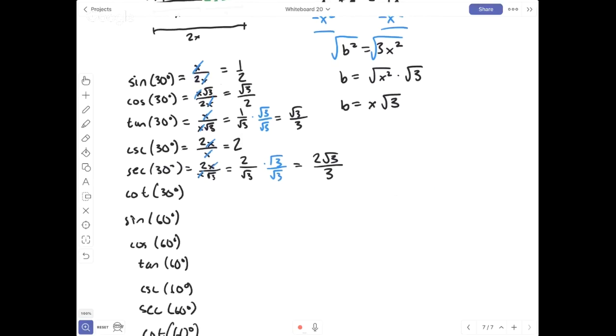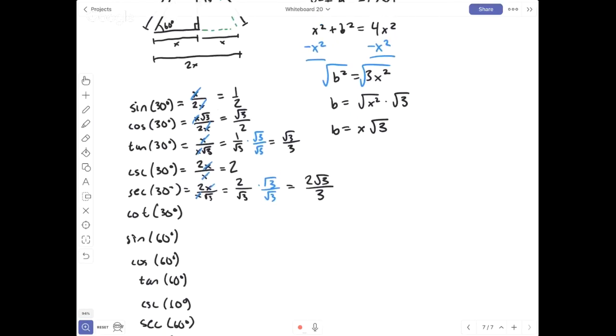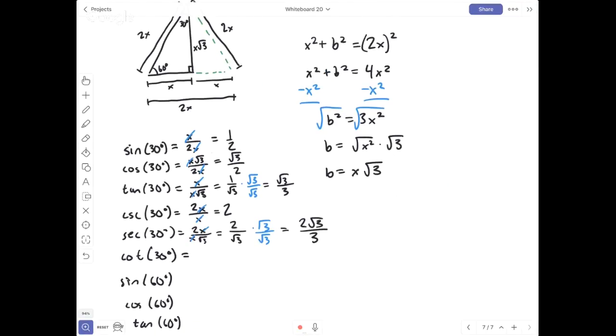For the cotangent of 30 degrees, I get cotangent is adjacent over opposite, so x root 3 over x, which cancels again for just root 3. In the sine, we're going to have to do all of that on the test.